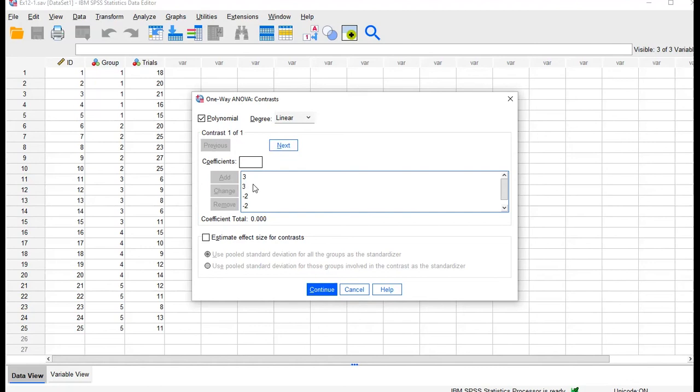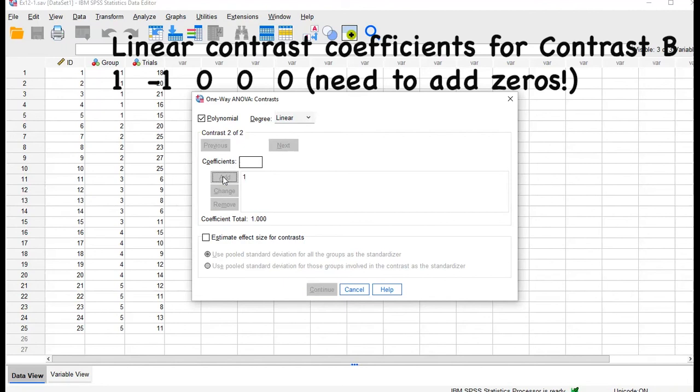And then we need to move to the next. We need to input the contrast to B. So click Next. And then we put in our next contrast, which is 1, add, negative 1, add, and then all zeros. So 0, add 0, and 0.